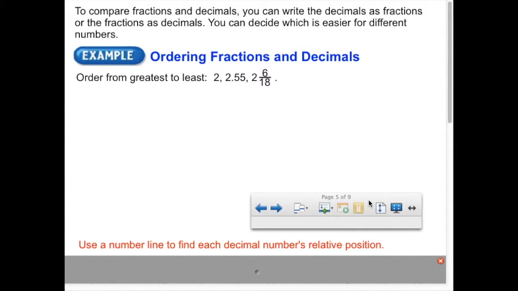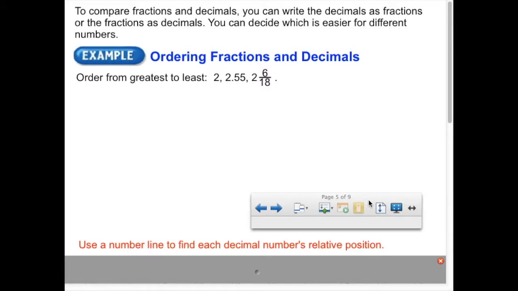So ordering fractions. Remember when we had compare and order fractions earlier? Now we're comparing and ordering fractions and decimals. To compare fractions and decimals, you can write the decimals as fractions or the fractions as decimals. You can decide which is easier for different sets of numbers. Here we have a set of numbers. I wouldn't want to convert these all to fractions because in order to compare them, they all need to have the same denominator. So to me, it'd be easier to take care of the one fraction and make it a decimal.